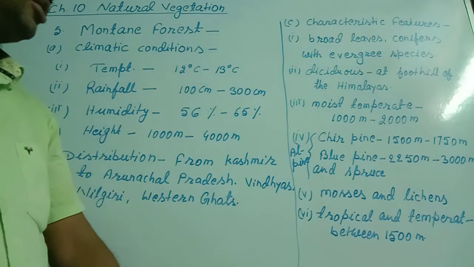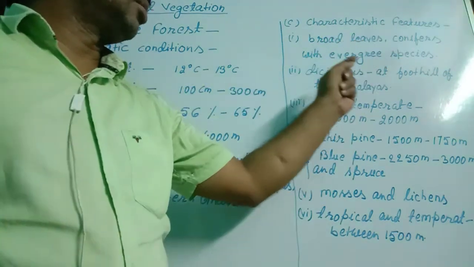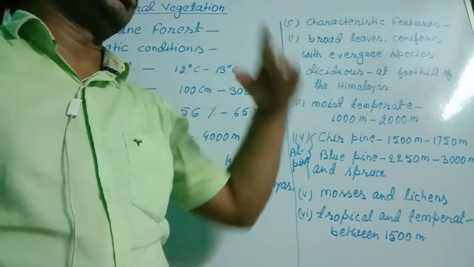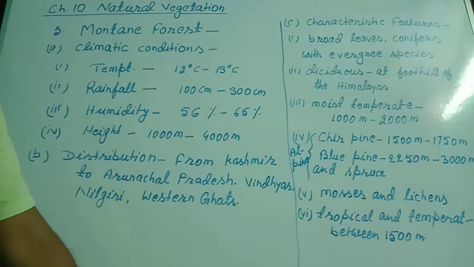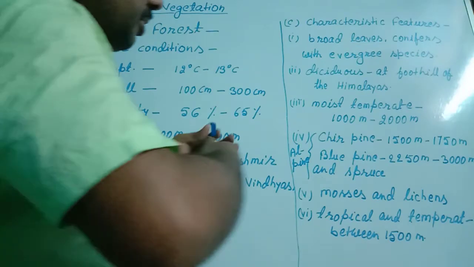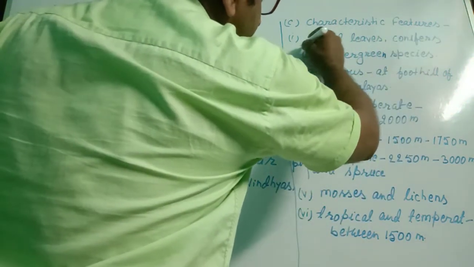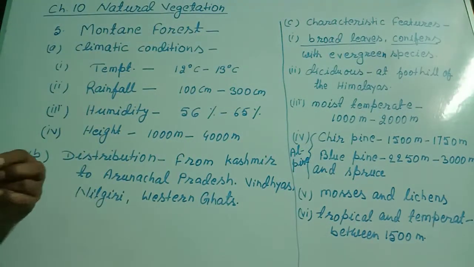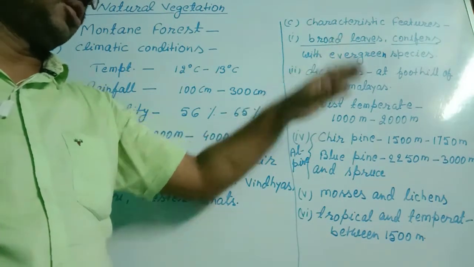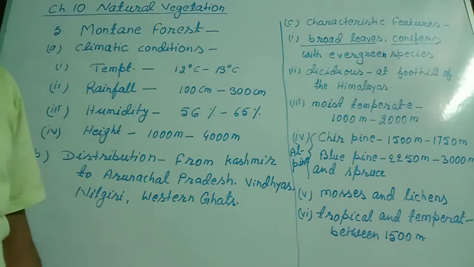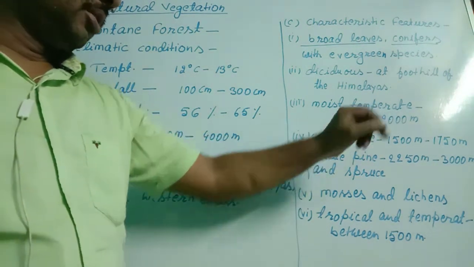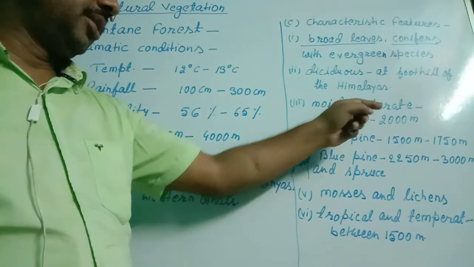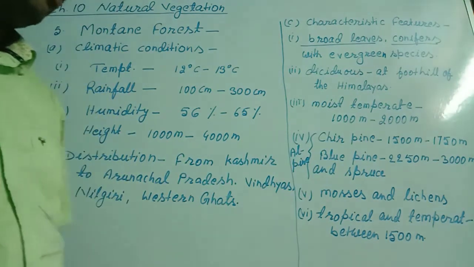Therefore, both types of vegetation are found, broadleaves and conifers, but all these are evergreen species. Throughout the year, these plants remain evergreen. Now we see in the foothills of the Himalayas, deciduous moist forest is found, and between 1000 to 2000 meter height, moist temperate forest is found.